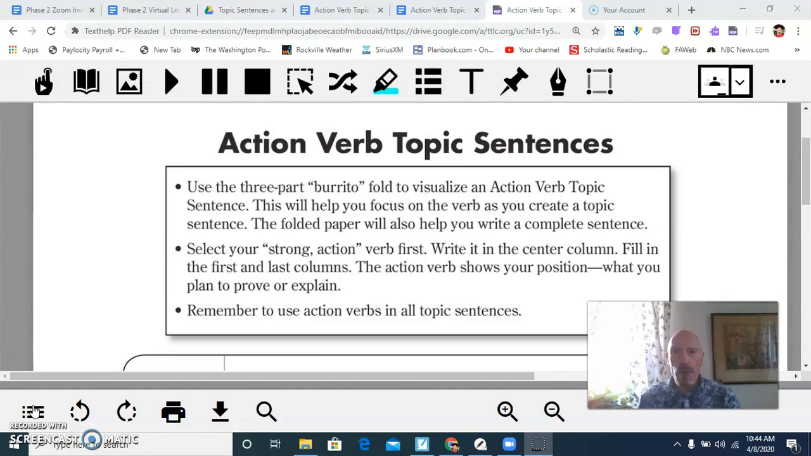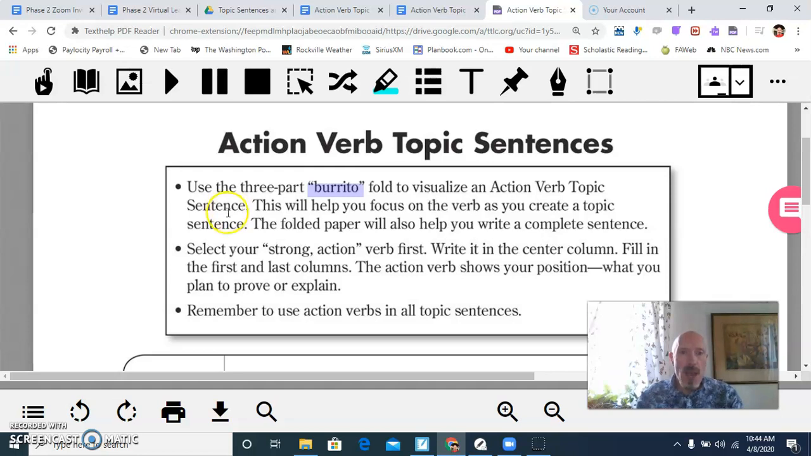Okay, so here we have some strategies for action verb topic sentences. First of all, you're using a three-part. Now, this reference to a burrito fold, this is all about, if you were doing this on paper, you would fold a paper like you're making a burrito, and it would give you 3 columns so that you can visualize the fact that this kind of sentence has 3 parts. It has an item or a topic that you're writing about, a strong action word, and then a finish.